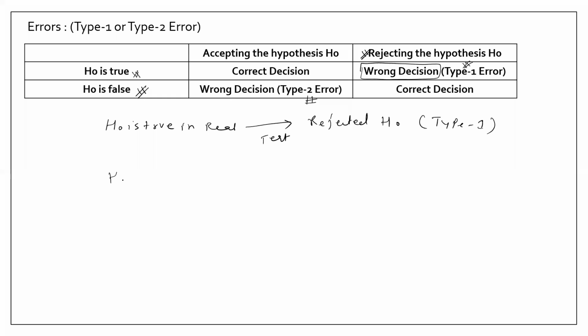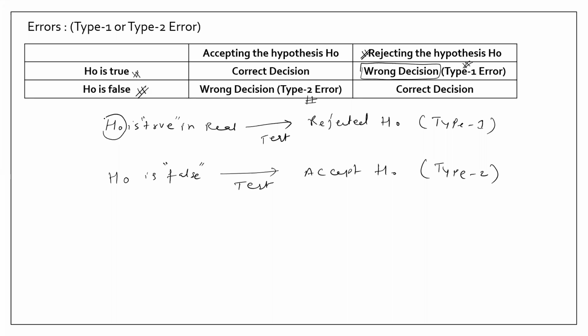Now, in real, if H naught is false, and after performing some statistical test you accept the hypothesis, then you have committed a type 2 error. This is the definition of type 1 and type 2 error. Once again, I will repeat that because you have to understand this concept very correctly, because we will see in the problems what kind of errors we may come across.